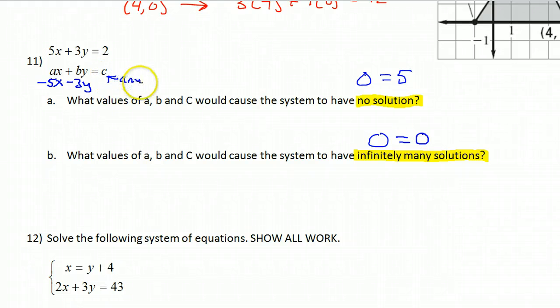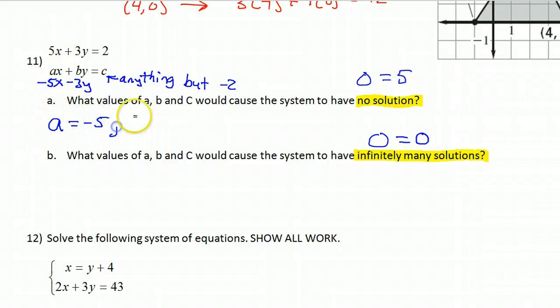Anything but negative 2. If it were negative 2, then that would cancel out and I'd have 0 equals 0. So if I have A equals negative 5, like we said, and then B equals negative 3, like we said, and then C can be anything but negative 2. So for example, let's say 7. But really it was anything but negative 2.